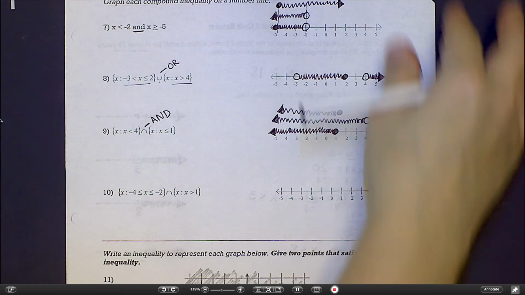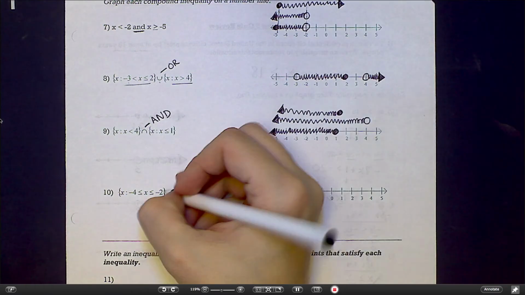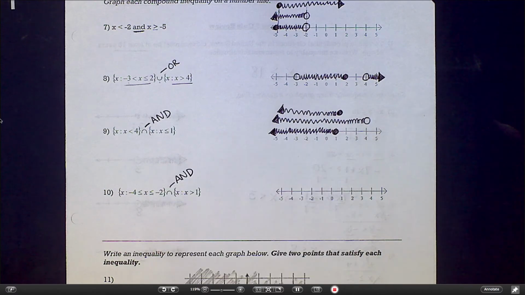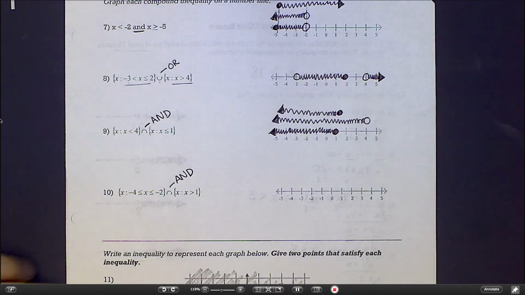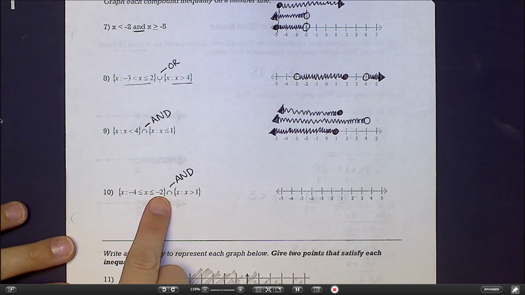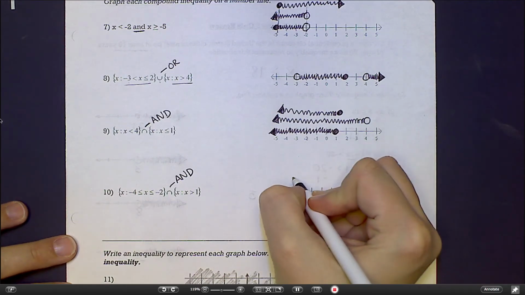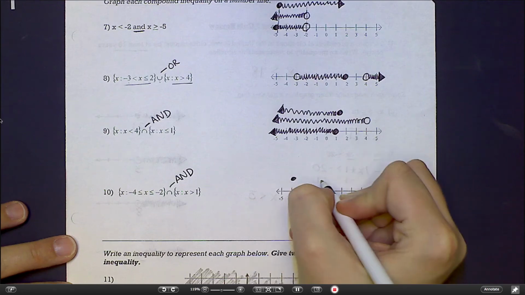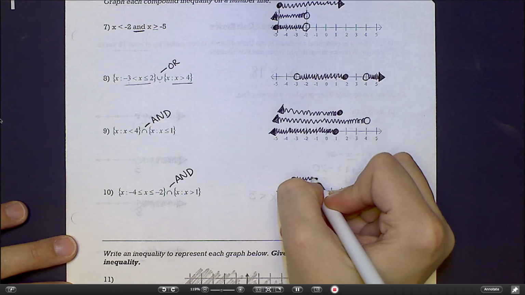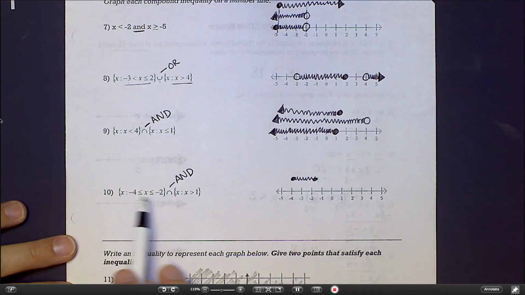All right, let's look at number 10. Number 10, this is another and one. That symbol means and. So again, I'm looking for the intersection. This is telling me I want to shade everywhere between -4 and -2. And I'm going to do that up above the number line because I'm looking for my intersection. Okay, so that would be everywhere between -4 and -2.